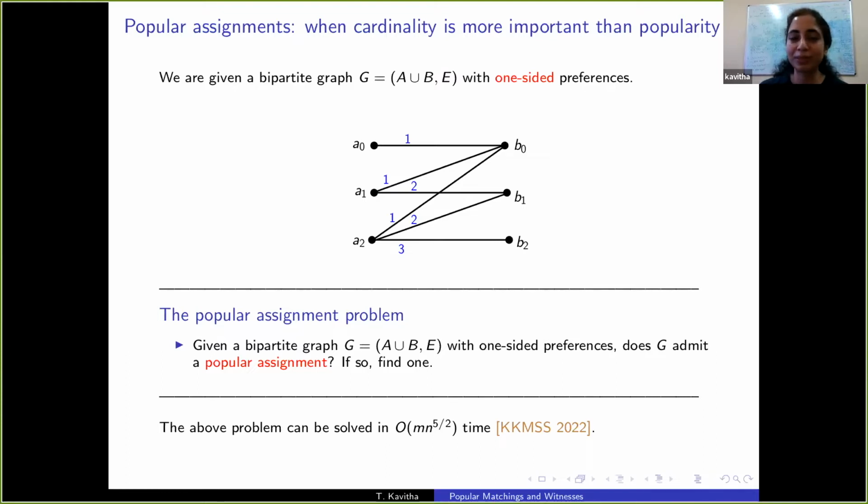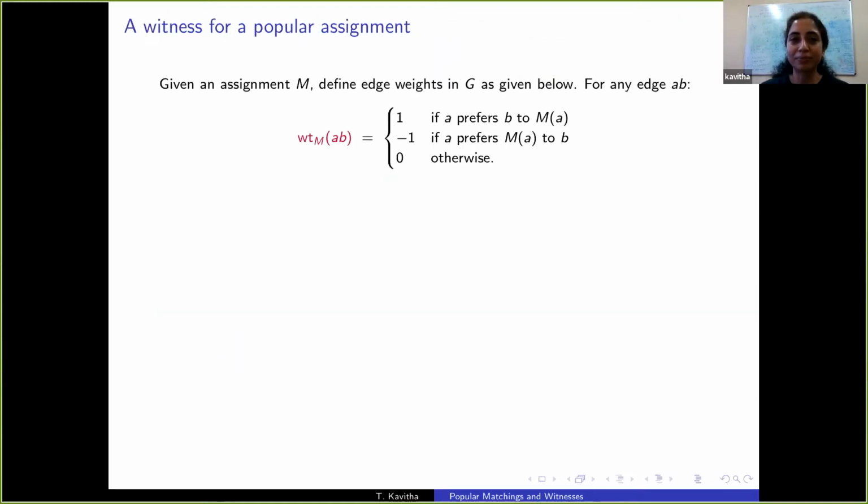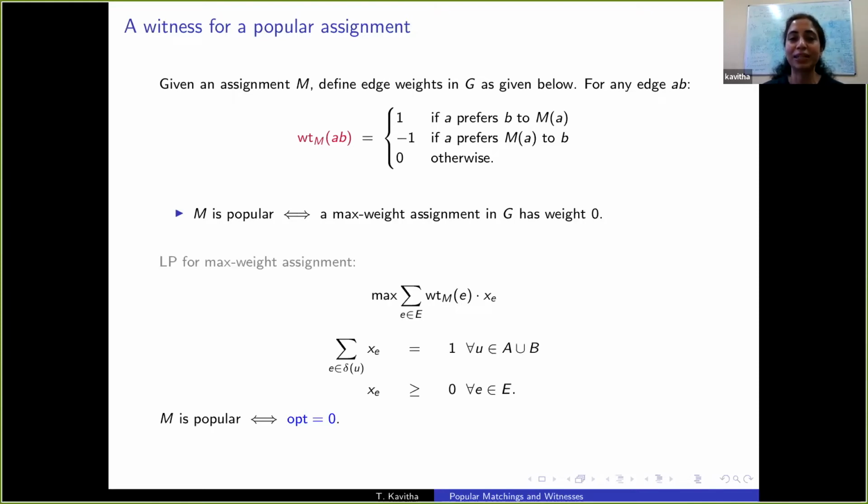So for the first maybe 15 minutes today, I would like to go deeper into proving the correctness of this algorithm. So let's just recall. We use this edge weight function. Given a perfect matching or assignment M, there is a corresponding edge weight function as shown here. The weight of an edge is just, does the agent endpoint of the edge, that is, does A prefer the other endpoint to her assignment in M? If so, it's +1. If she in fact prefers her own assignment, it's -1. If she's indifferent, it's 0. And an assignment is popular if and only if a max weight perfect matching under this edge weight function has weight exactly 0. So this is the LP for max weight assignment. By now, I hope you're familiar with this LP. And M is popular if and only if the optimum value of this LP is 0.